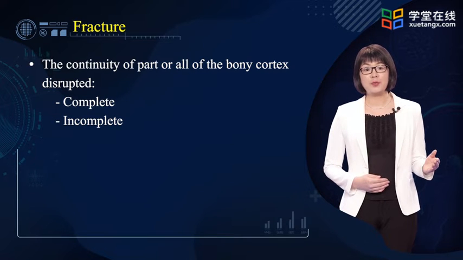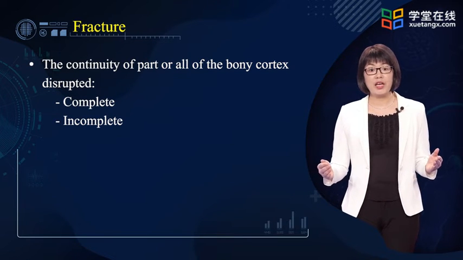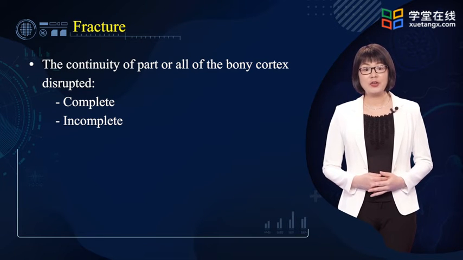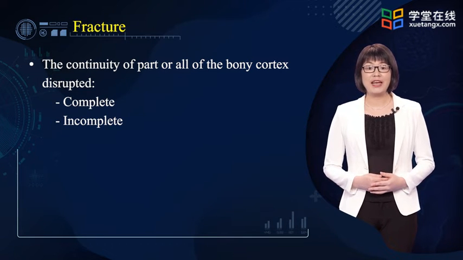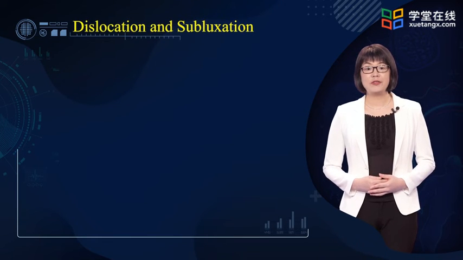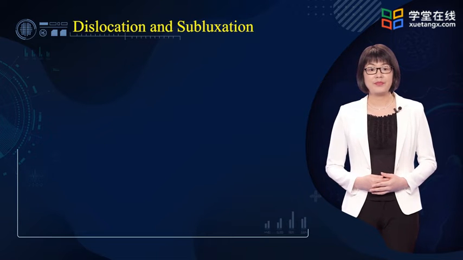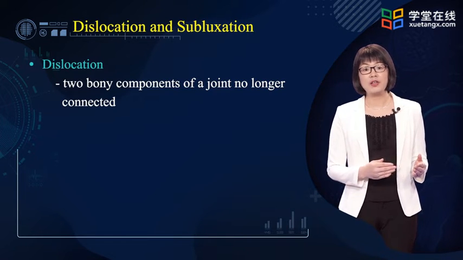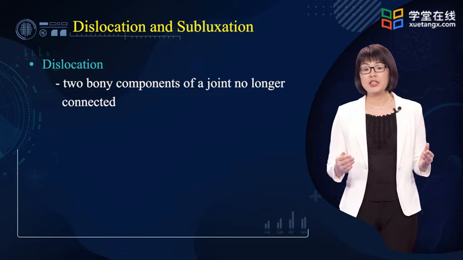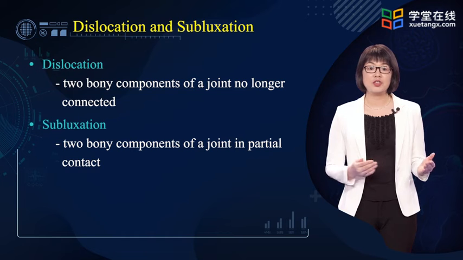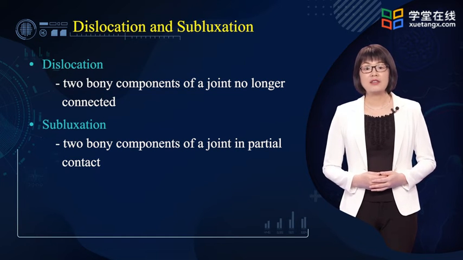If the cortex is broken through and through, it is called a complete fracture. If only a part of the cortex is broken, it is called an incomplete fracture. How do we differentiate between joint dislocation and subluxation? If two bones that originally formed the joint are no longer in position to each other, it is called dislocation. If they are partially in contact with each other, we call it subluxation.